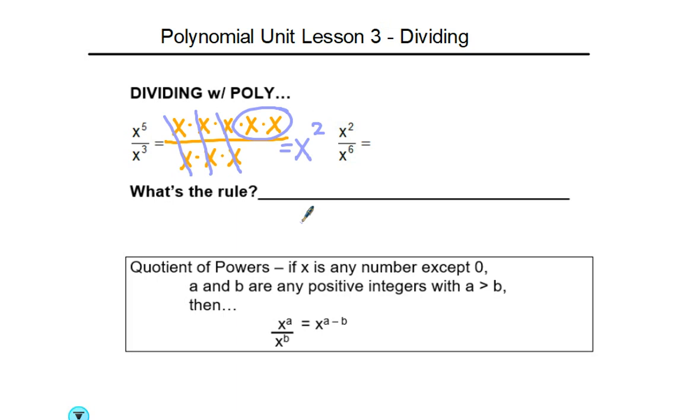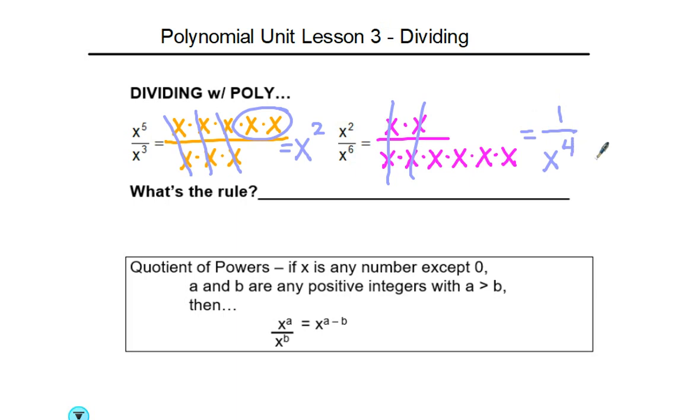Okay? Try the next one out. See what you get. This is x times x over x times x times x times x times x times x, 1, 2, 3, 4, 5, 6. And the same thing is going to happen. X divided by x is 1. X divided by x is 1. And now we're left with 1 over x to the 4th power.